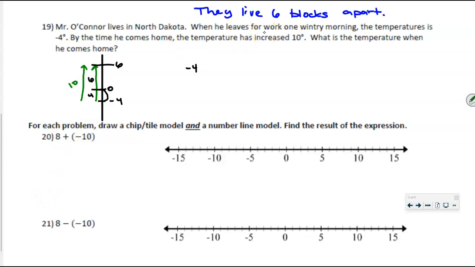That also gives me a clue as to what the number sentence or the numerical expression is going to be. -4 plus 10 is equal to 6 degrees. It is 6 degrees when he comes home.